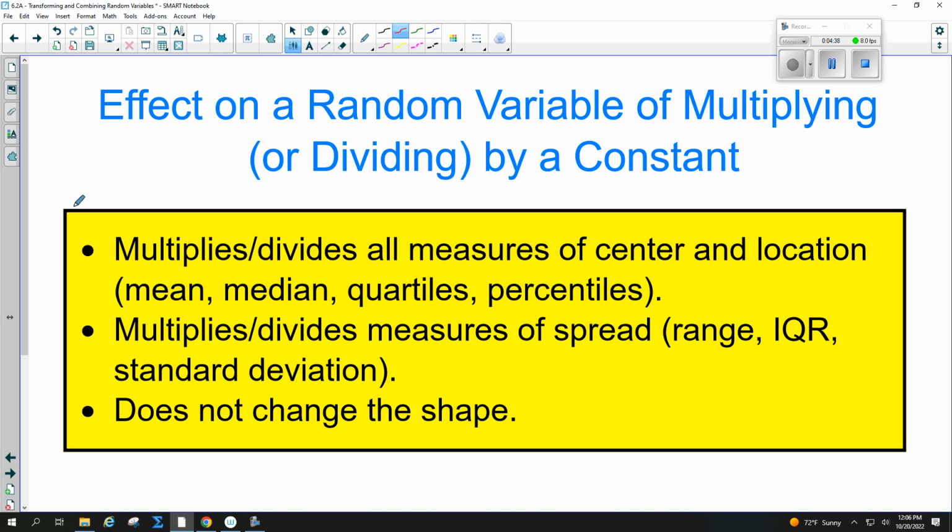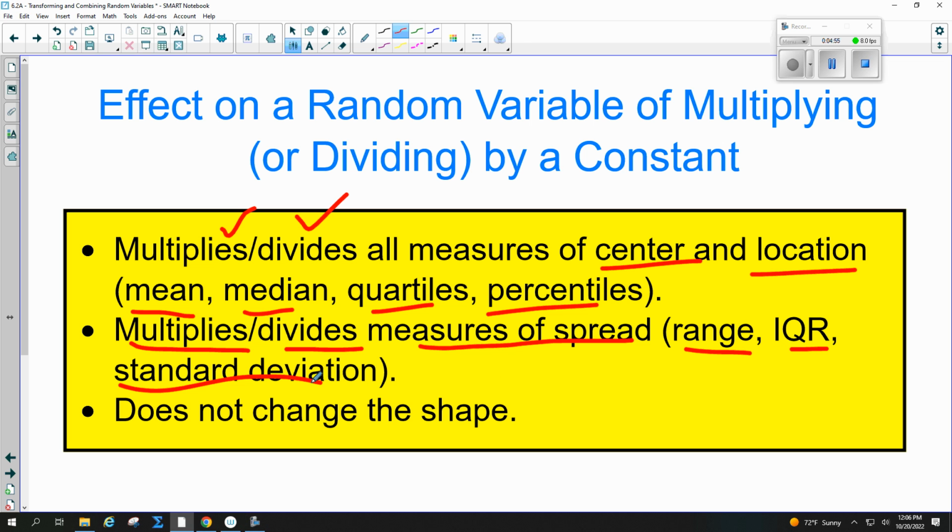Okay, so just a reminder that you are always allowed to multiply and divide all measures of center and location by a constant. You can multiply the mean, you can multiply the median, the quartiles, and the percentiles. You are also allowed to multiply and divide all measures of spread, range, IQR, and standard deviation, and your shape does not change, okay?